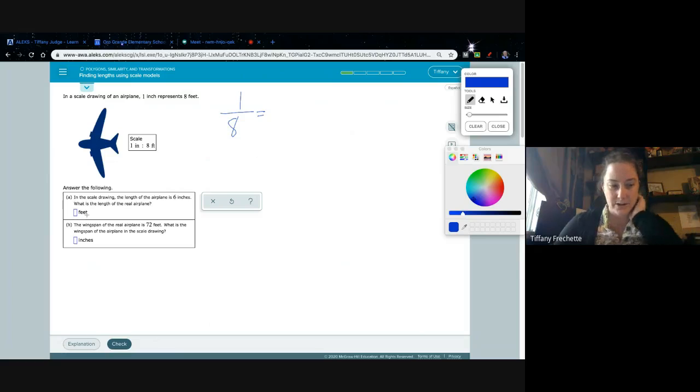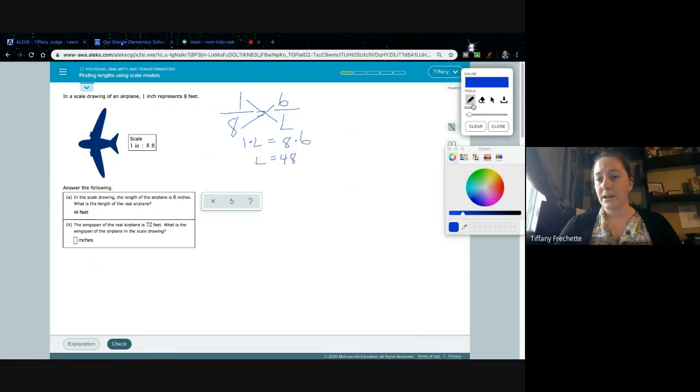All right, the first question says, in the scale drawing, the length of the airplane is 6 inches. So we know the length in the scale drawing, but we don't know it in the real airplane. I'll go ahead and use L on this one since we're looking for length. We cross multiply, and we have 1 times L equals 8 times 6. 1 times L is L. 8 times 6 is 48. So we already know it's 48 feet. We don't have to reduce it any farther than that.